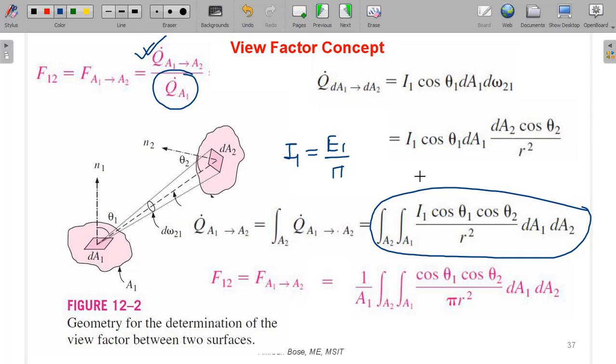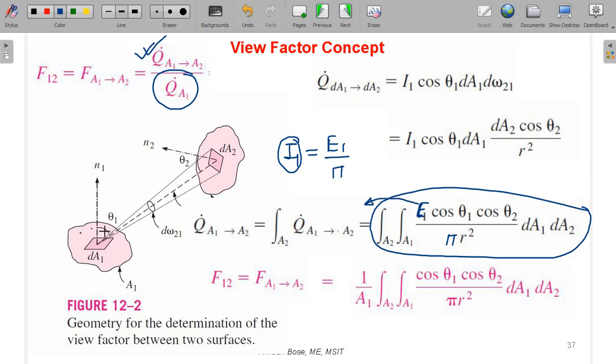So you just simplify this I1 as E1 by pi, then its expression will become E1 divided by pi. So we have just replaced I1 by E1 divided by pi, and as we are considering that E is not depending on the area, or this I we have considered as the diffuse surface, we are simply considering the uniform property of E over the whole surface.